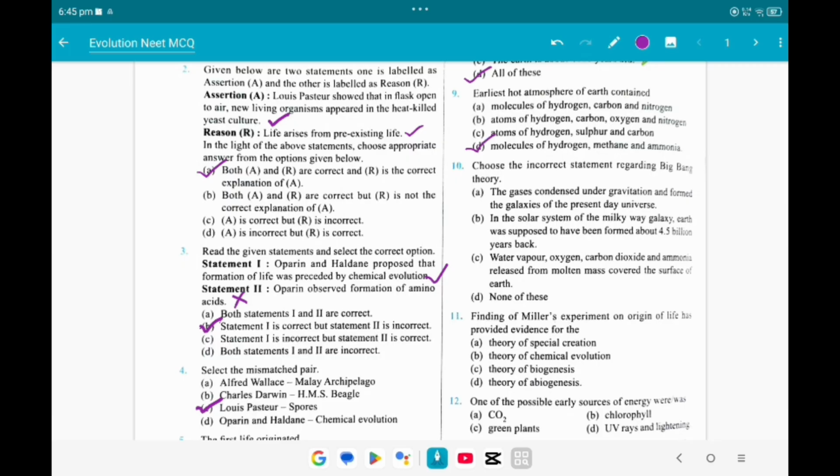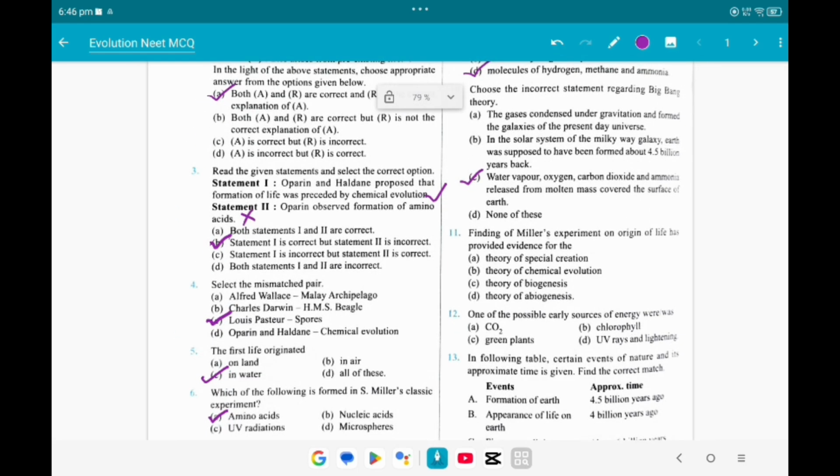Choose the incorrect statement regarding Big Bang theory. The gases condensed under gravitation and formed the galaxies of the present day universe. This is correct. In the solar system of the Milky Way, Earth was supposed to have been formed about 4.5 billion years back. This is also correct. Option C is stating water vapor, oxygen, carbon dioxide, and ammonia released from molten mass covered the surface of Earth. First of all, this statement itself is quite ambiguous, like oxygen, and secondly, this statement is not related to Big Bang theory. That's why this will be our answer.